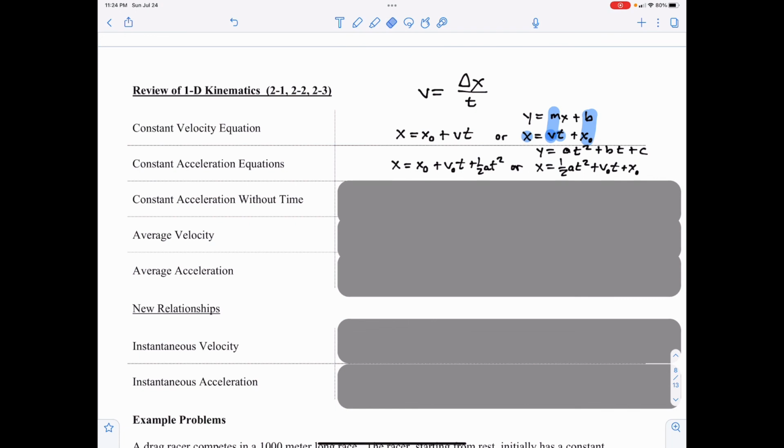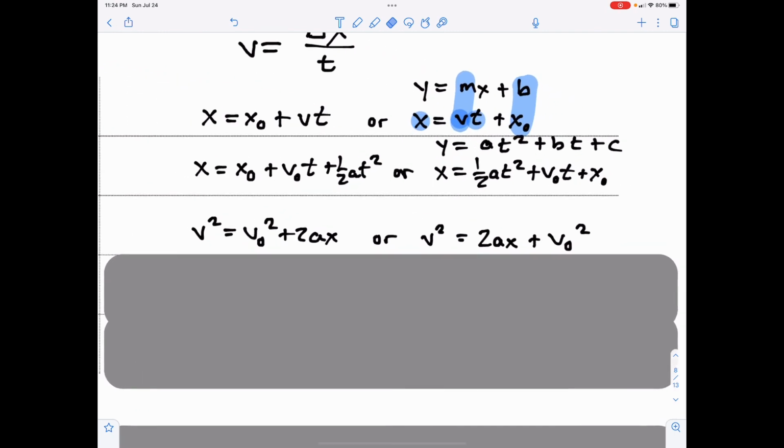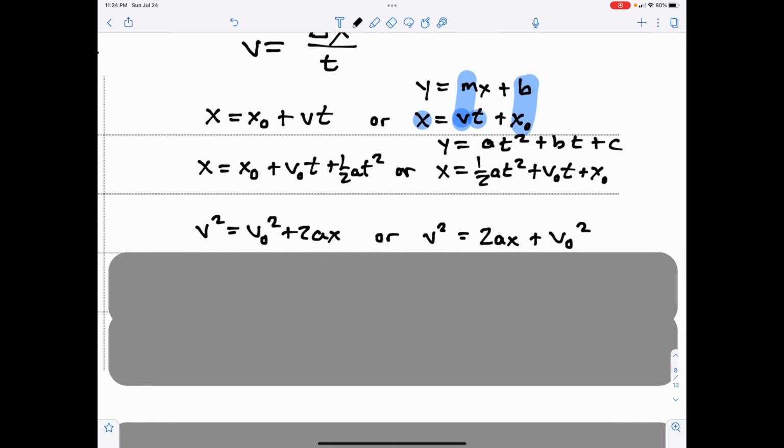Now, the constant acceleration equation without time is v squared equals v naught squared plus 2ax. Writing it like this, we can see that if we were to plot y equals mx plus b, the slope would be 2 times the acceleration if we were plotting velocity squared versus position, and the y-intercept would be your initial velocity squared.